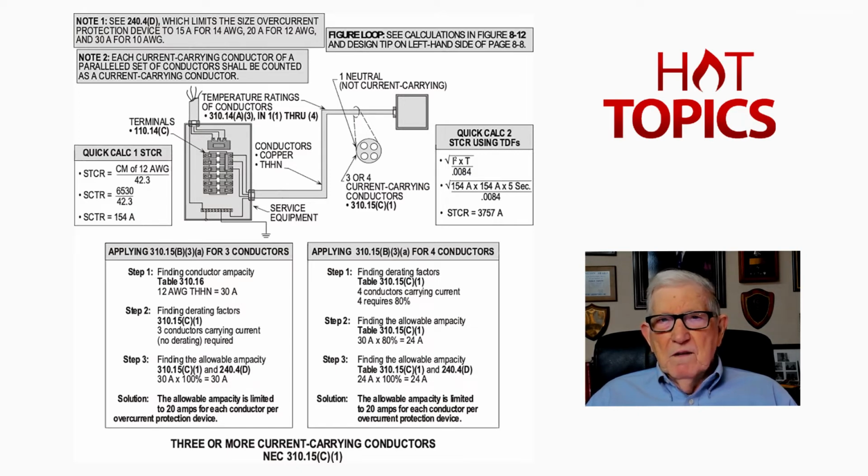Do your math and then take the square root, and you see that that conductor would take 3,757 amps for 0.0084 second and never damage the conductor insulation in any way.